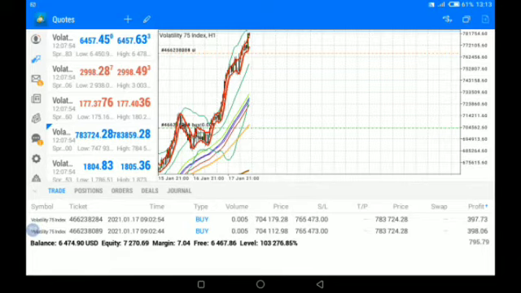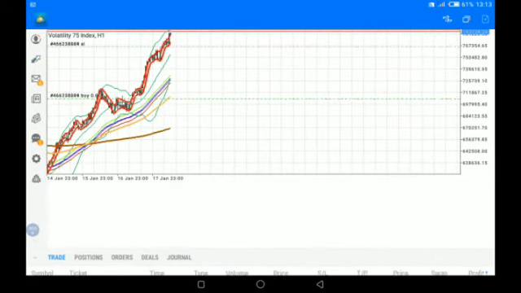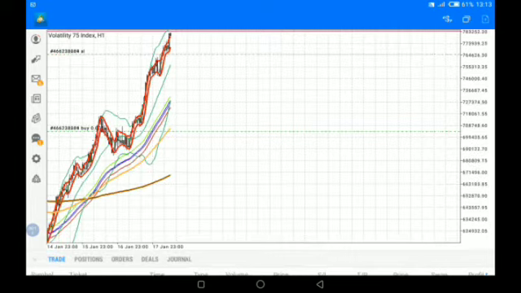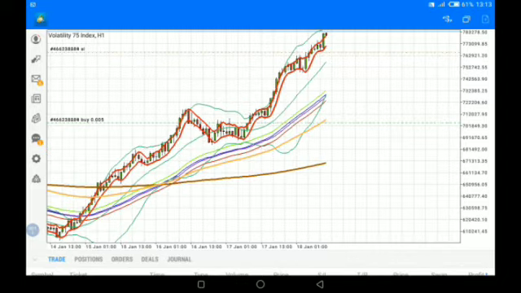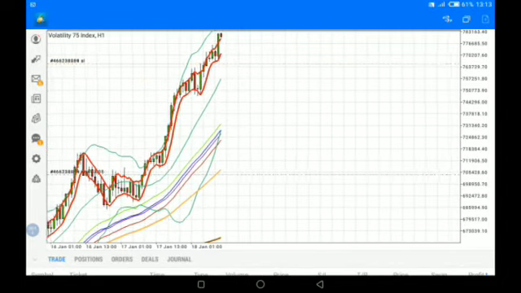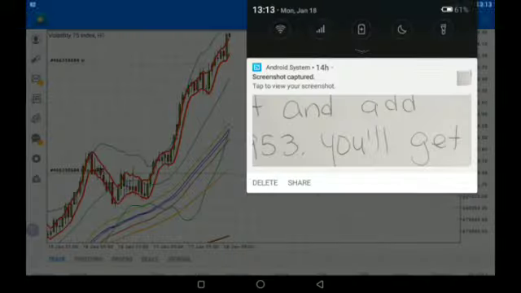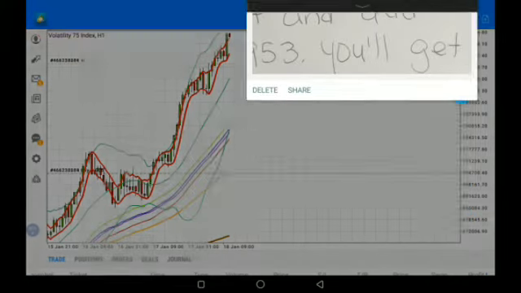Yeah, we can see the situation report of this trade. I can hold this to the moon, like you can see. You guys can see what I've been doing to volatility 75 since yesterday. I can actually hold this to the moon.